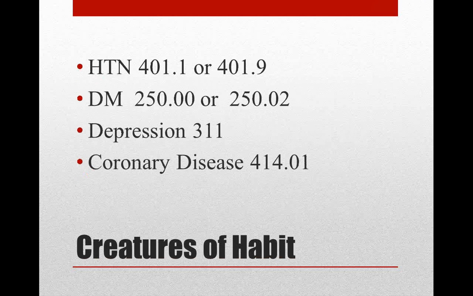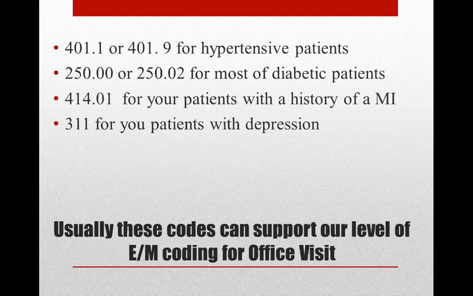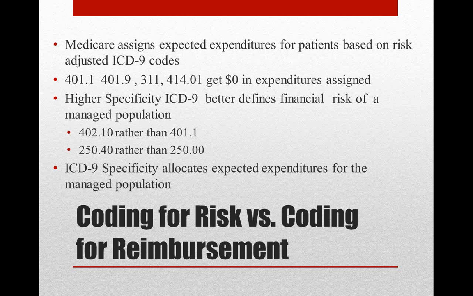Many of us are creatures of habit, and we use so many diagnoses that sometimes we tend to remember the more frequent ones, and sometimes those are the less specific ones, although our patients may be more complex. Some examples of that are using 401.1 or 401.9 for hypertension, the uncomplicated diabetes 250.00, depression 311, coronary disease 414.01. Now, usually these codes can support our level of E&M coding for our office visit, but for a Medicare risk assessment program, they sometimes aren't the most specific codes to give us the best idea of what our actual expenditures should be projected by Medicare for our patients.